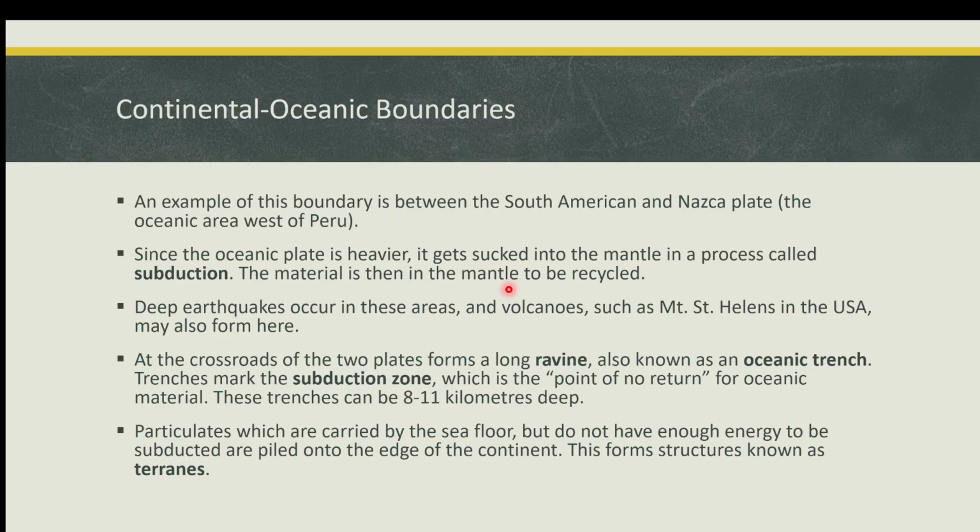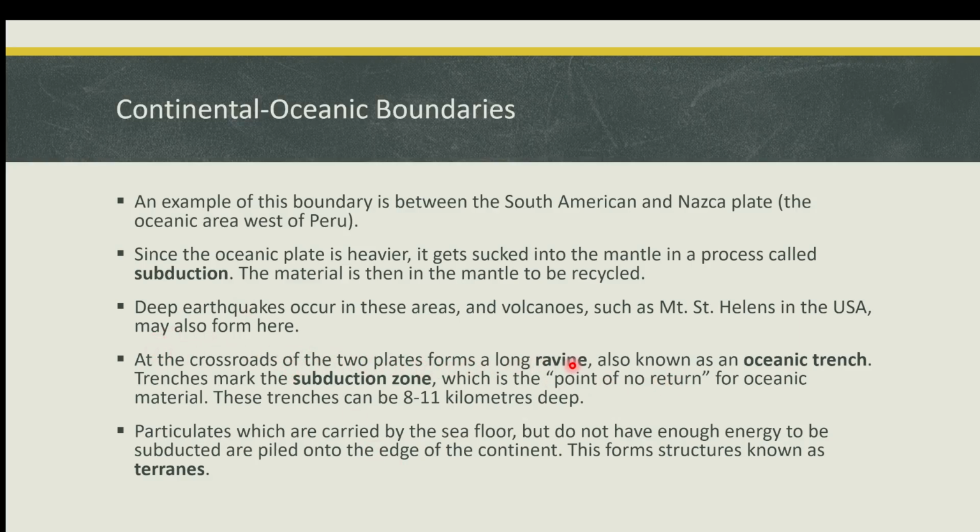The next kind, continental-oceanic, occurs between the South American and the Nazca plates, which is an oceanic area west of Peru. You can look back at the plate tectonics video to see where that is. Now, the oceanic plate is heavier, so it actually gets subducted into the mantle. The material is reused and recycled, which is going to get pushed back up through either a fissure or in the constructive plate boundary areas. Now, deep earthquakes occur in these areas, and actually our case study for volcanoes, Mount St. Helens, is in an area where deep earthquakes occur, and so erupted.